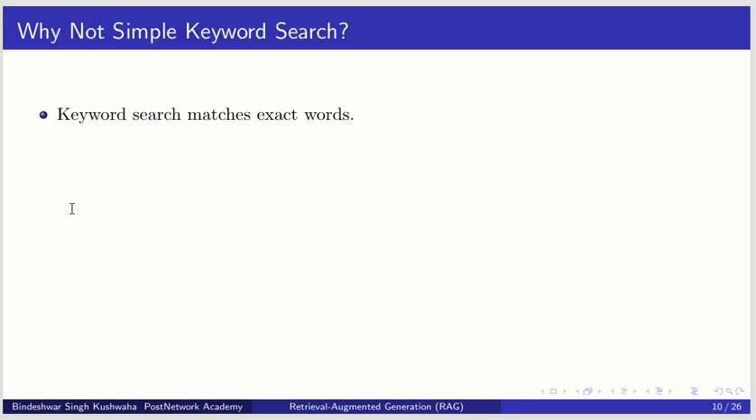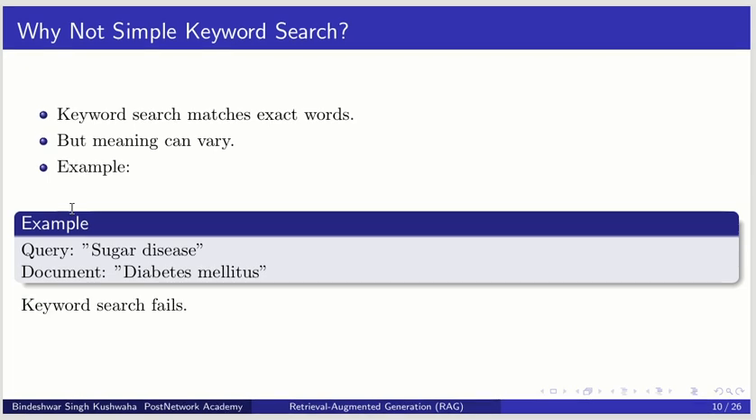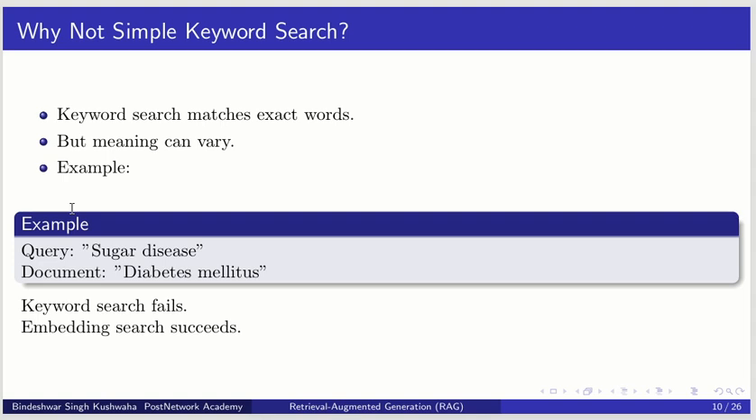Now, why not simple keyword search? Because keyword search matches exact words. It is not able to extract semantic meaning. Meaning can vary. Example: sugar disease, diabetes mellitus. Keyword search will fail, embedding search will succeed.